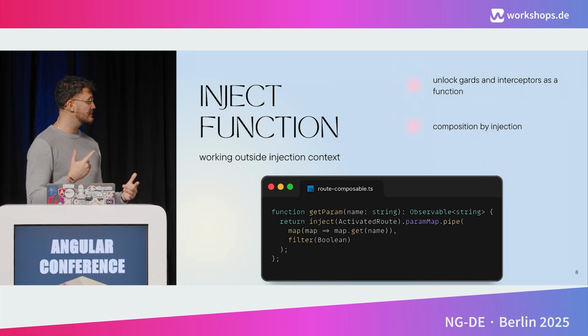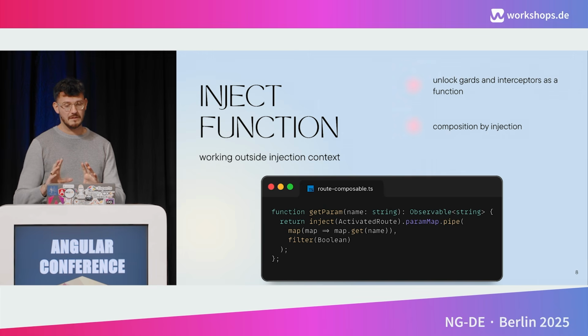Okay, so I know you can use component input binding and then get the params, but if you have a lot of params, or maybe you want the power of RxJS operators like debounce or something like that, you need to inject the activated route and pass with observable. But yeah, this function is very important because you can now compose by injection.